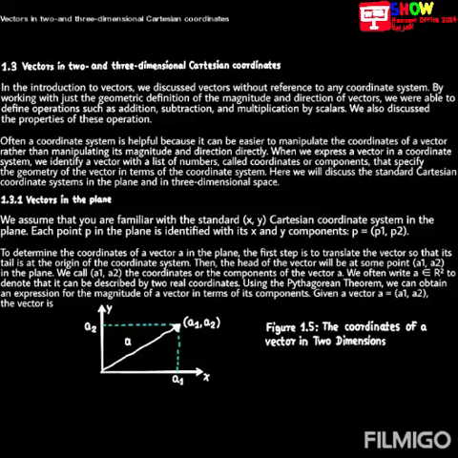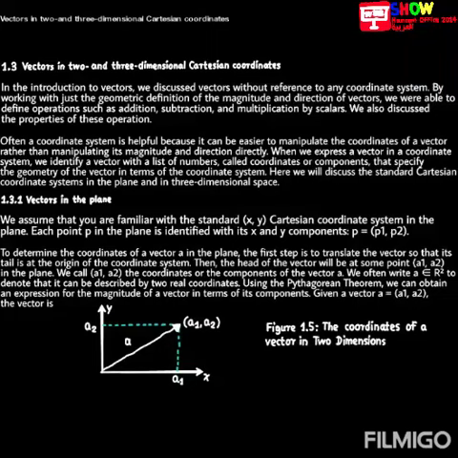1.3.1 Vectors in the plane. We assume that you are familiar with the standard x and y Cartesian coordinate system in the plane. Each point P in the plane is identified with its x and y components, P equals P1 and P2. To determine the coordinates of a vector A in the plane, the first step is to translate the vector so that its tail is at the origin of the coordinate system.